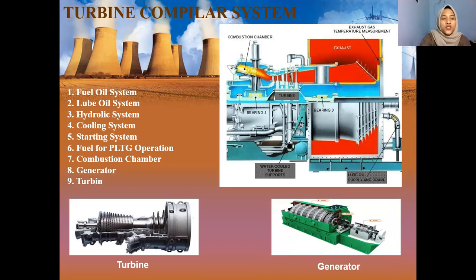Generator: the function of the generator is to change the mechanical energy of the rotation in the rotor, contained by the magnetic pole, into electrical energy in the stator coil. And the turbine serves to convert thermal energy from combustion in the combustion chamber into kinetic energy in a fixed blade and into mechanical energy in a rotor plate, so that the mechanical energy will rotate the turbine shaft.